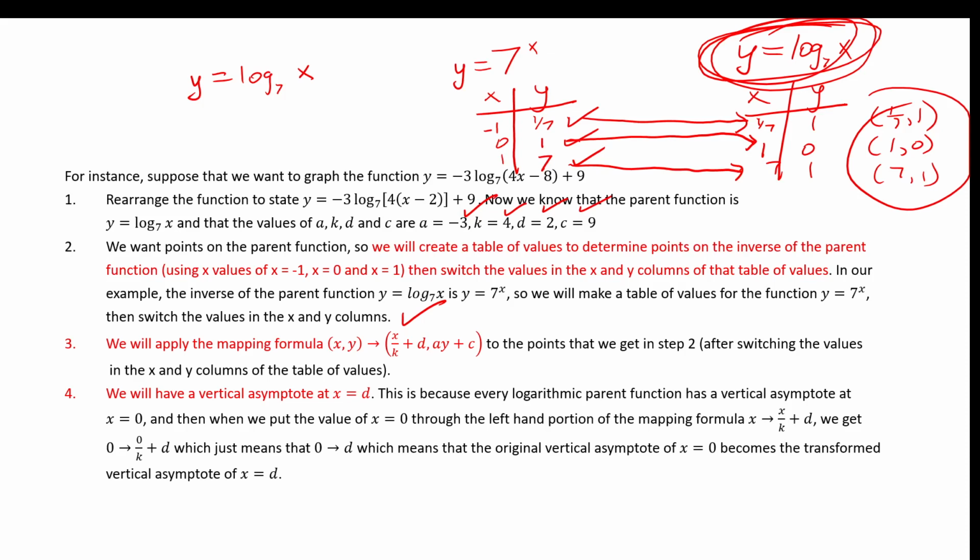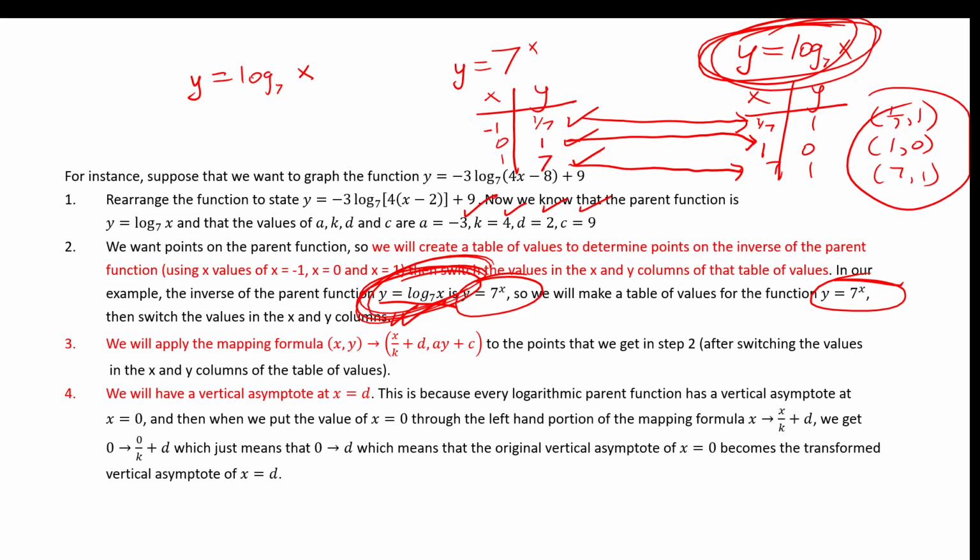So I'll read step 2 just to really solidify the point. We want points on the parent function, so we will create a table of values to determine points on the inverse of the parent function using x values of x equals -1, x equals 0, and x equals 1. And then we'll switch the values in the x and y column of that table of values, since we got points on the inverse, switching the x and y columns will give us points on our actual parent function. In our example, the inverse of the parent function y equals log base 7 of x is y equals 7 to the exponent x. So we'll make a table of values for y equals 7 to the exponent x, then switch the x and y columns, thereby giving us points on the actual parent.